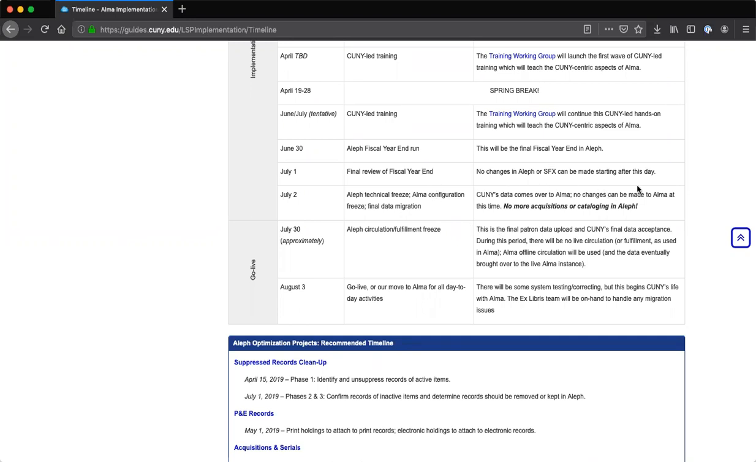And just my colleague Kevin in the chat box is telling me that it's very important that the libraries review the fiscal year end before we migrate. It is the absolute last chance to make any needed corrections. So we need to keep this date in mind, July 1st. We need to review the data before it moves over to Alma.